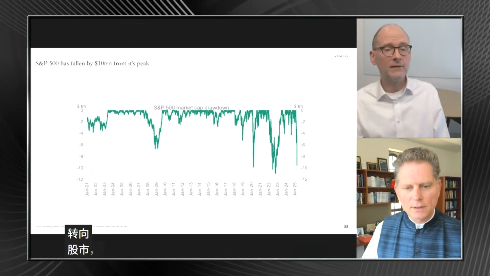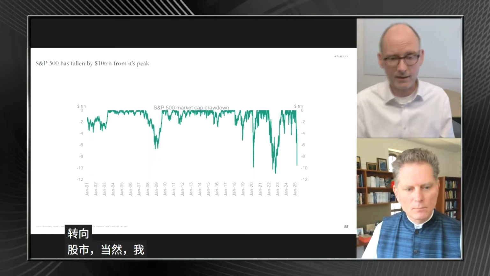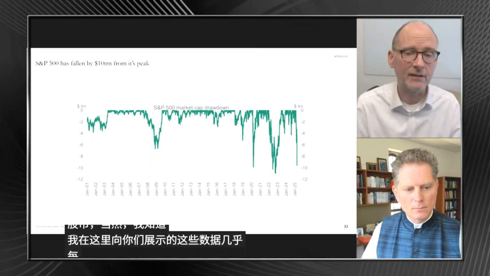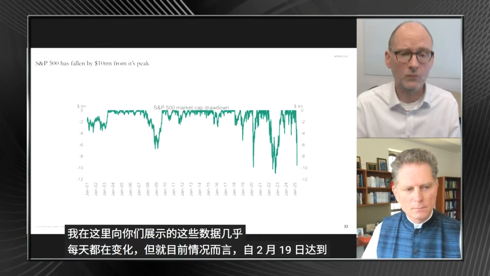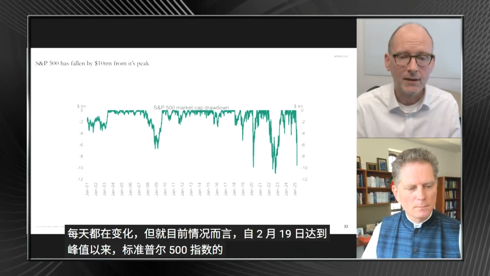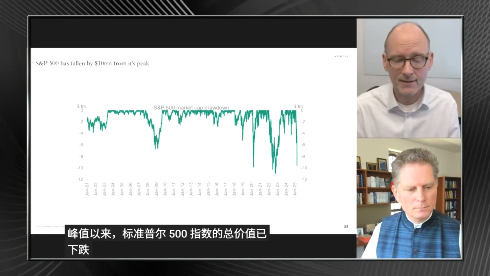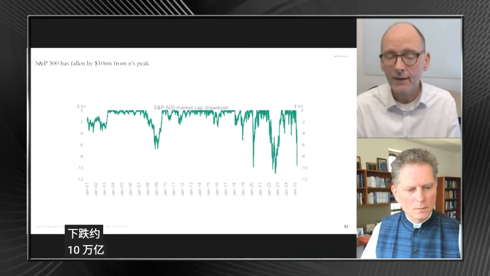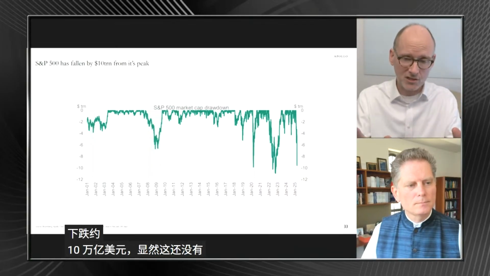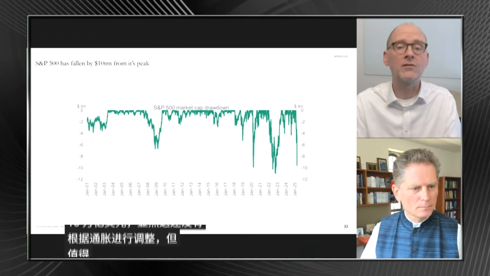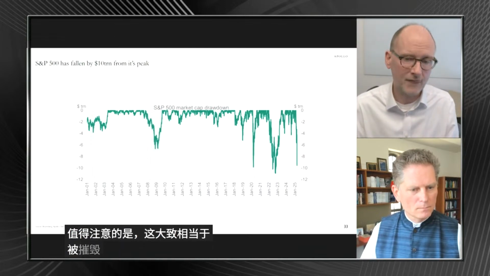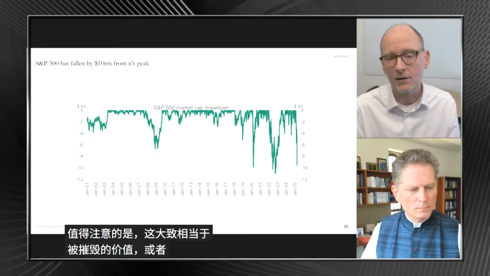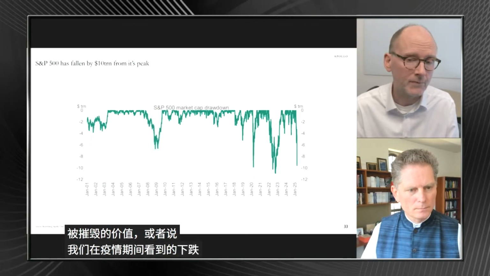Turning to the stock market. Of course, I know the data I'm showing you here moves literally every day, but where we sit right now, the total value in the S&P 500 since the peak on February 19 is now down around 10 trillion. Obviously, this is not adjusted for inflation, but it is quite noteworthy that this is roughly the same amount of value that was destroyed, or the drawdown that we saw during COVID.